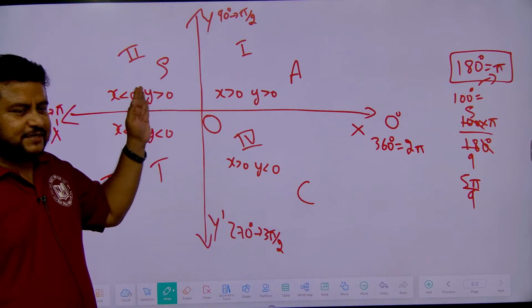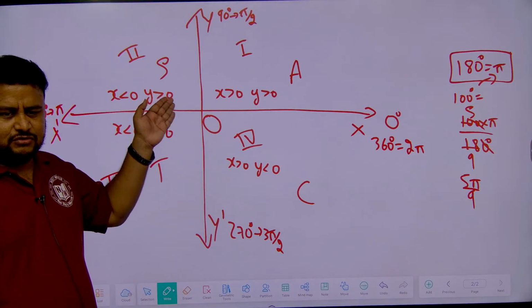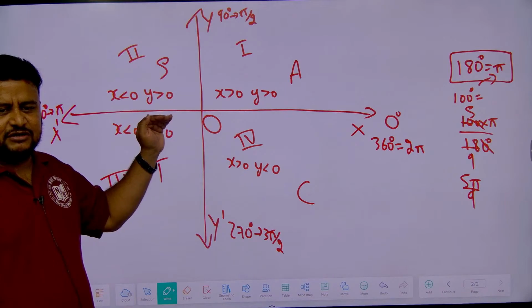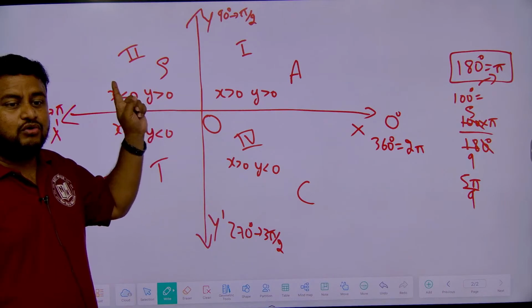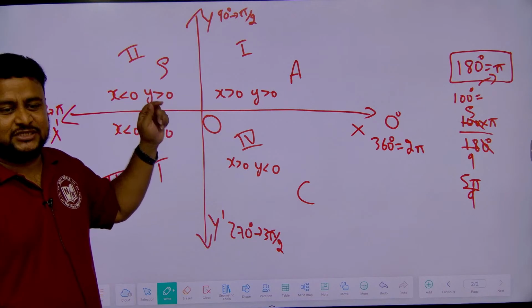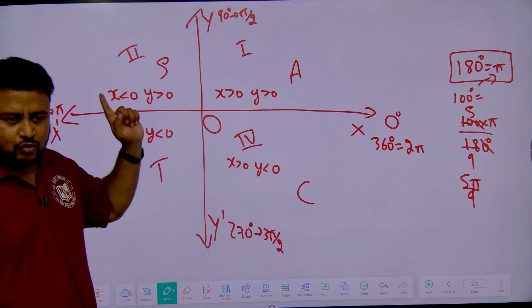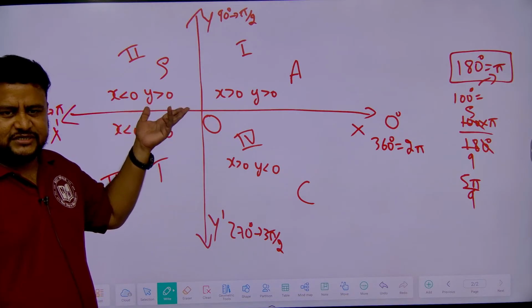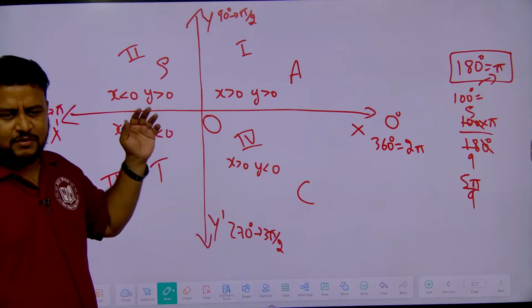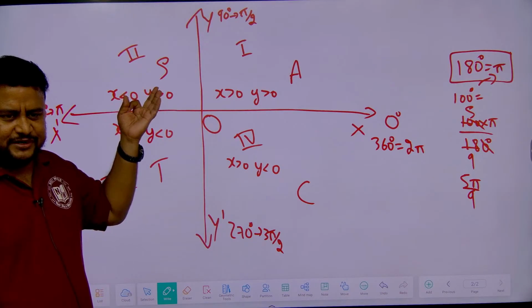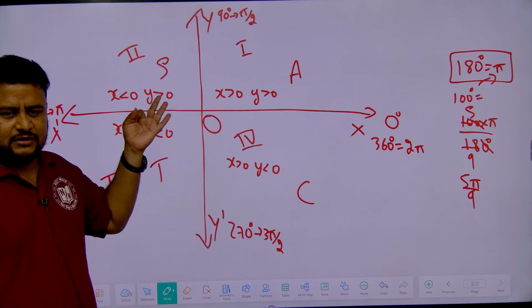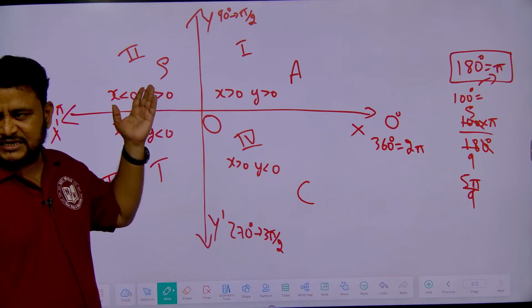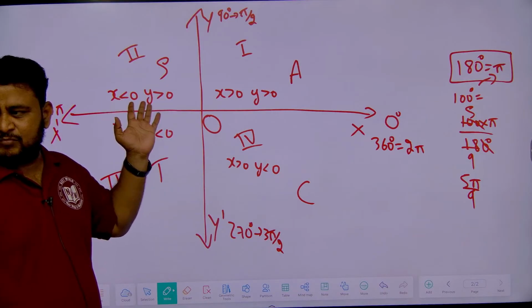If sin theta is positive, its reciprocal cosecant theta will also be positive. In the second quadrant, only sin theta is positive, and obviously its reciprocal. But the other trigonometric ratios, cos, tan, cot, secant, will be negative in the second quadrant. Only sin theta will be positive.